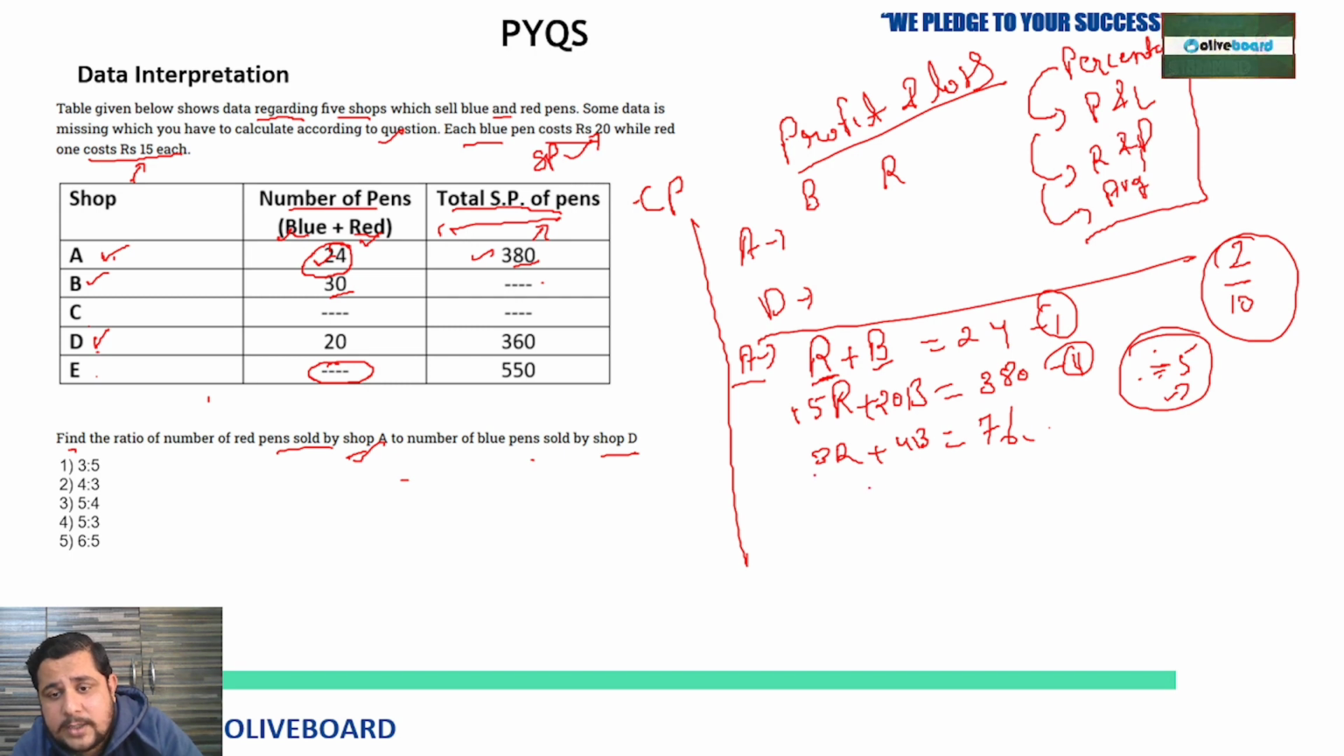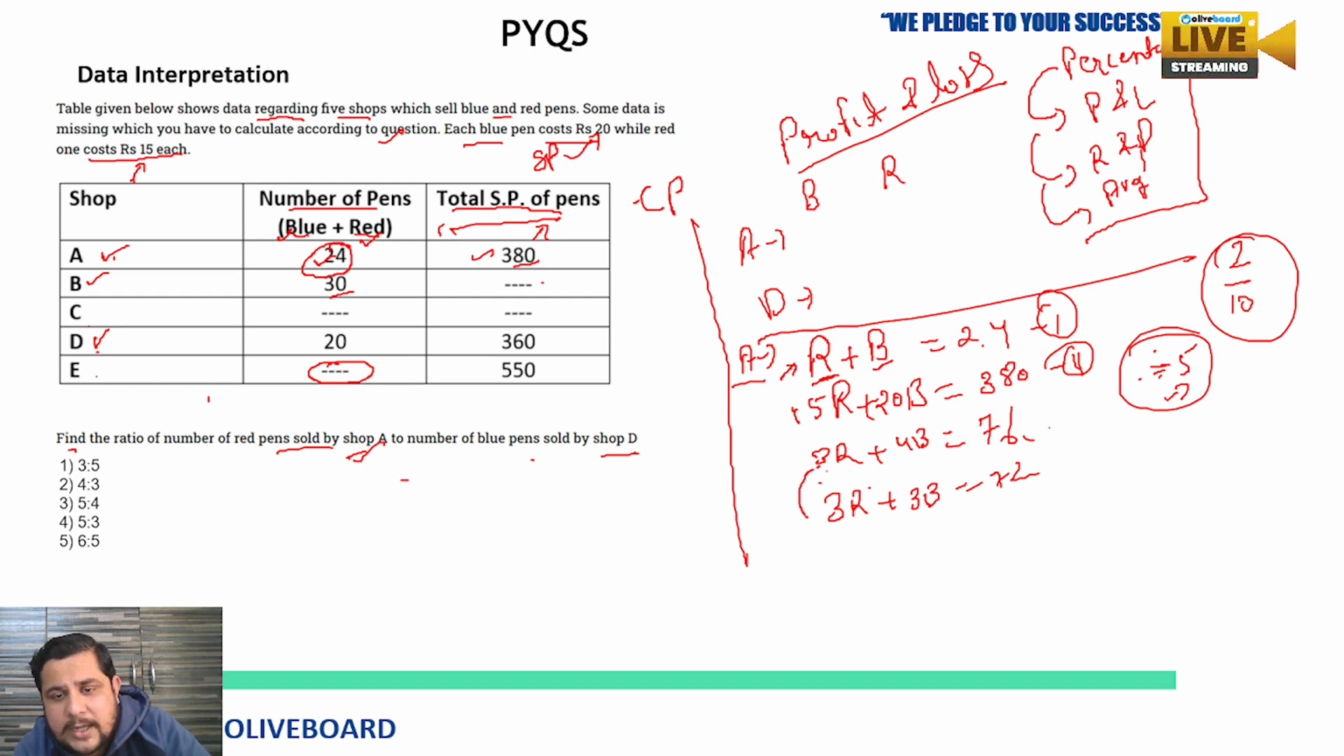This is the equation. Now, the first one is R plus B equal to 24. Now we will compare. So we will make what? One value of the equation the same. So we are eliminating R here, the number of red. Okay. So just multiply 3 in equation one. So 3R plus 3B equal to 72. Now in this equation, you have to multiply by 1, so it will not change.